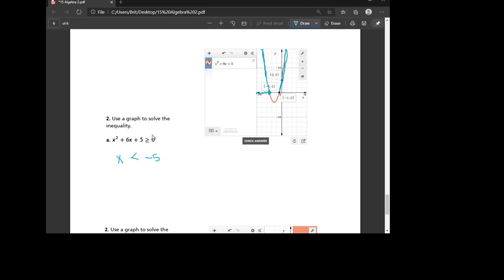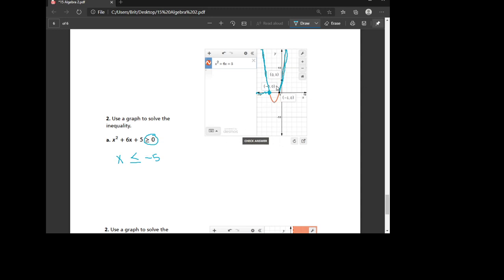So that's where we refer back to our original inequality. On my original inequality, it says it can be equal to 0. So here at (-5, 0), that point is included because the value is 0 here. So we need to make sure to include it in our answer inequality.